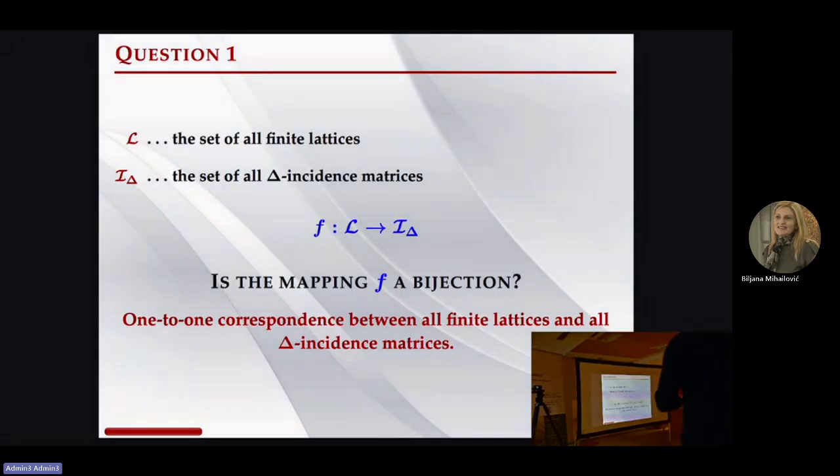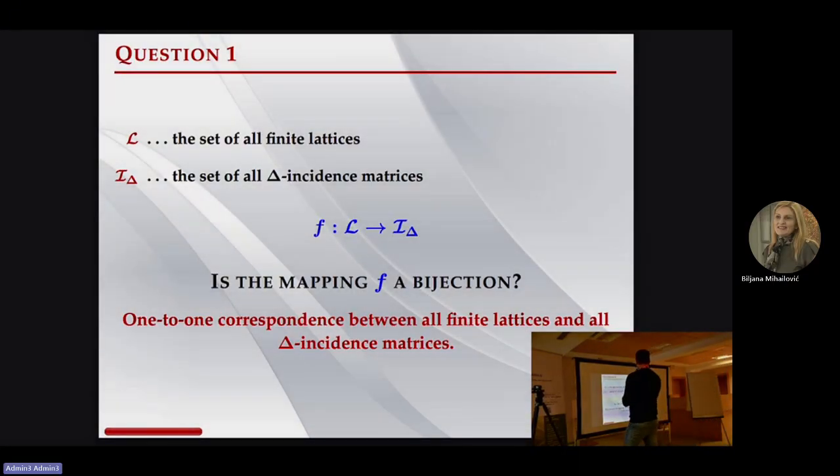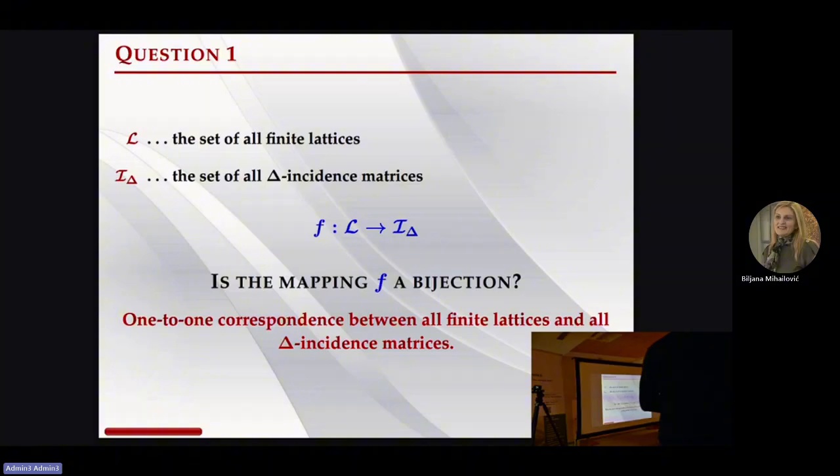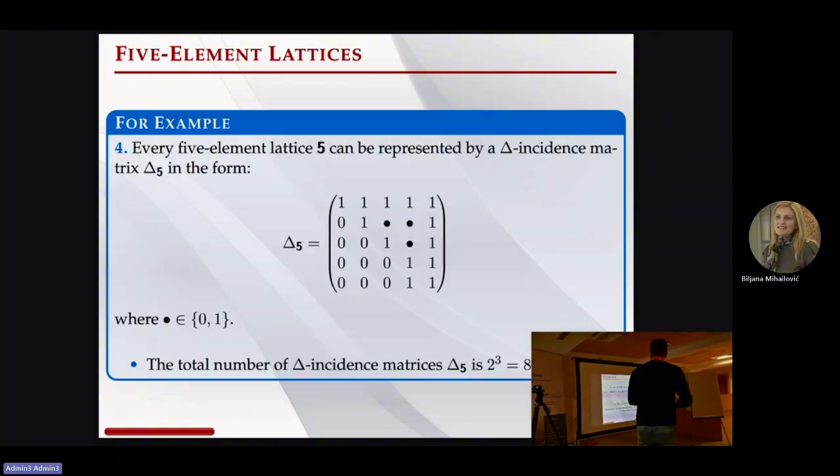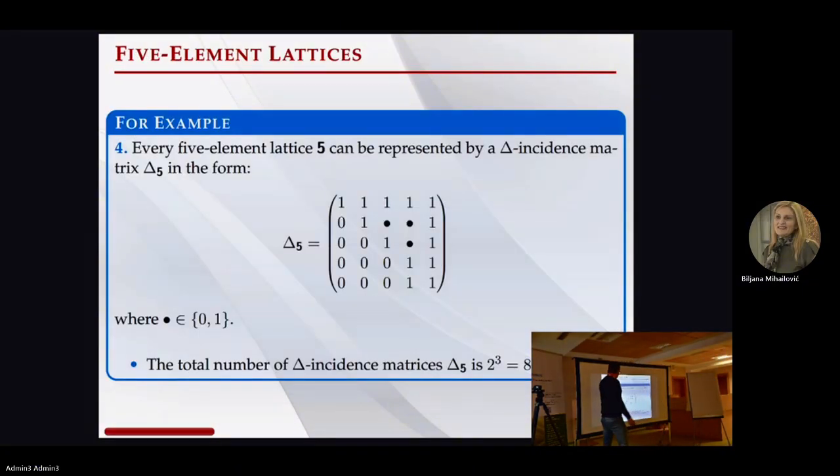So immediately we have the first question. Does there exist a one-to-one correspondence between all finite lattices and all delta incidence matrices? For the answer to the question, we take a look at another example. For all 5-element lattices, we use these delta incidence matrices that have 3 positions in the important part above the main diagonal.